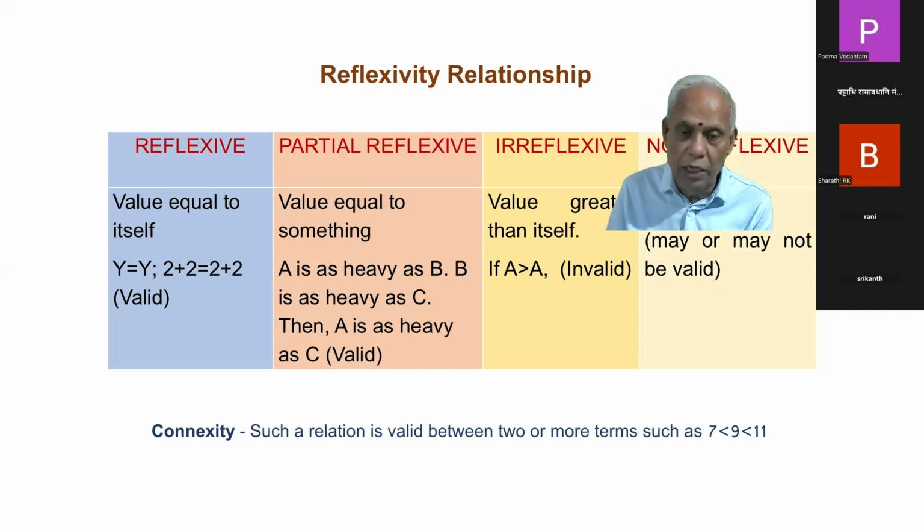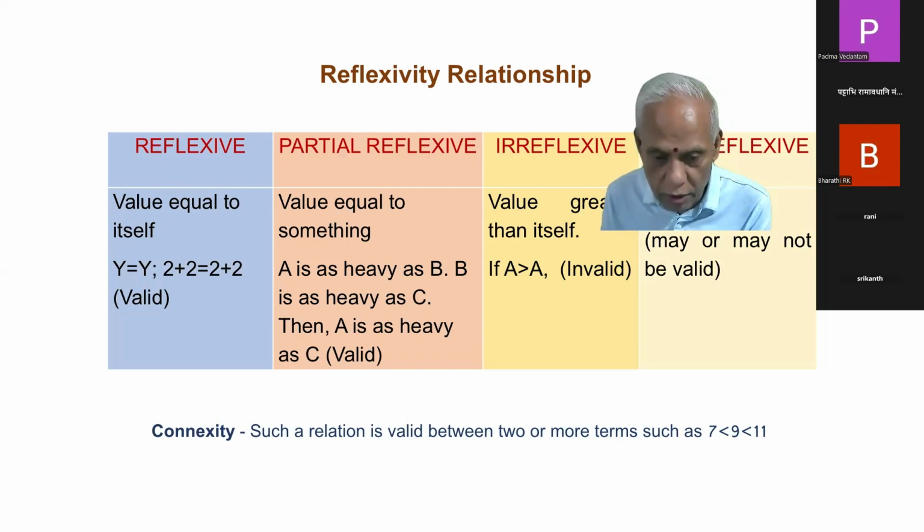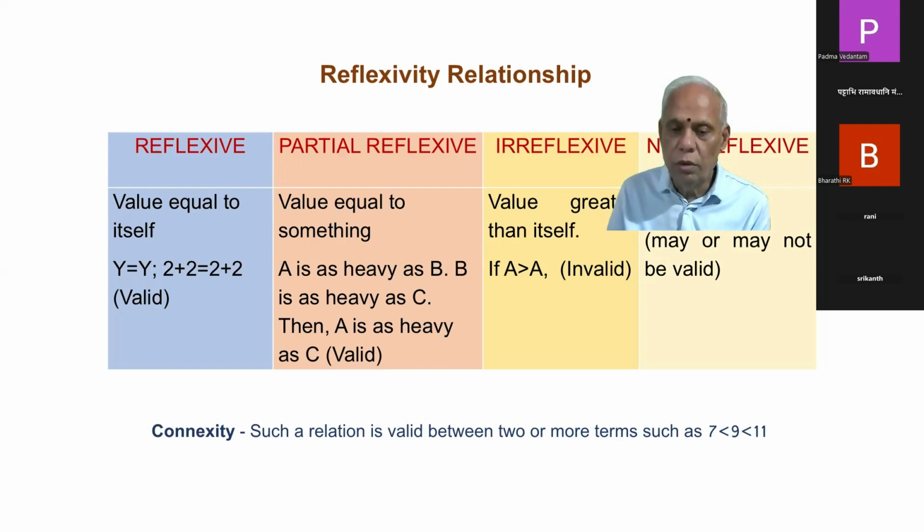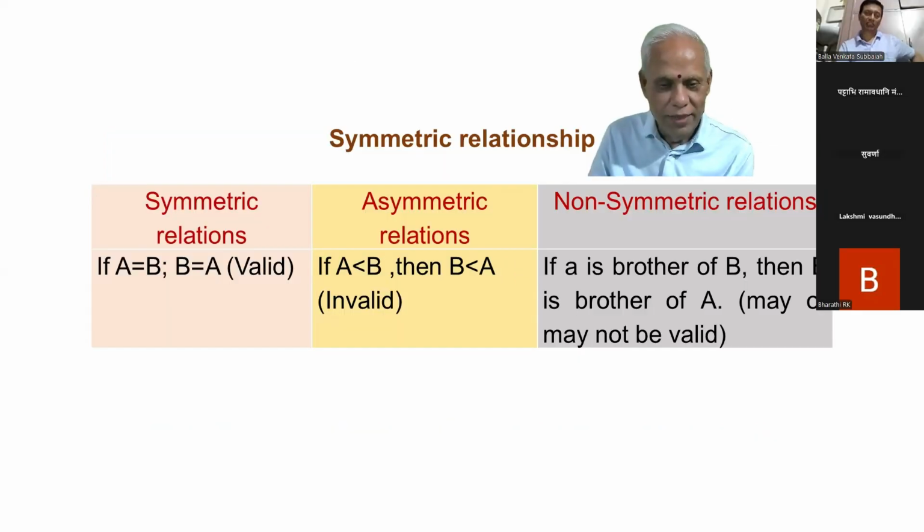Reflexive relations are valid relations. Partial reflexive relations are also valid relations. Irreflexive relations are invalid relations. Non-reflexive relations may or may not be valid. Connexity relation is valid. So the example is this. So this is how we study about relationships.